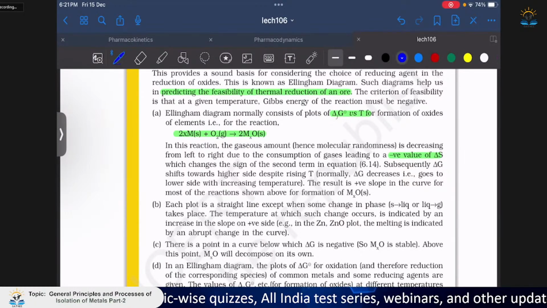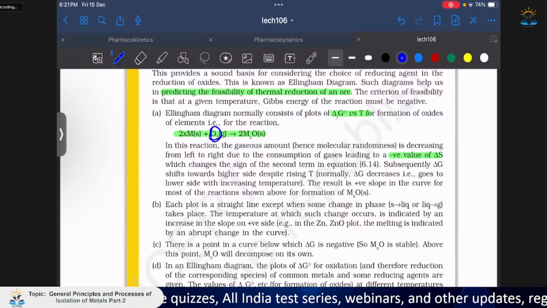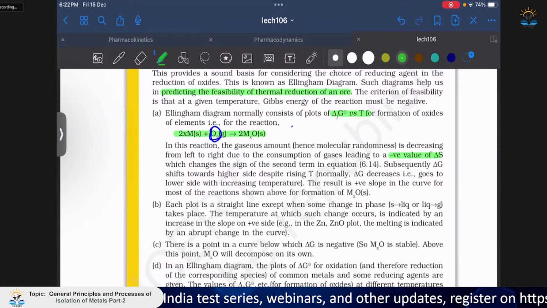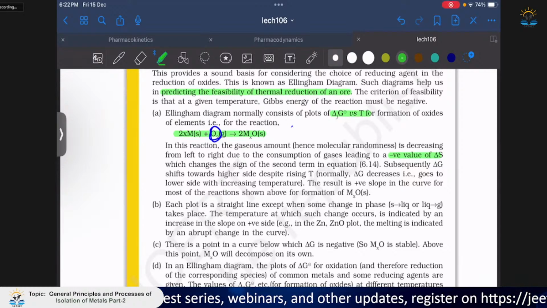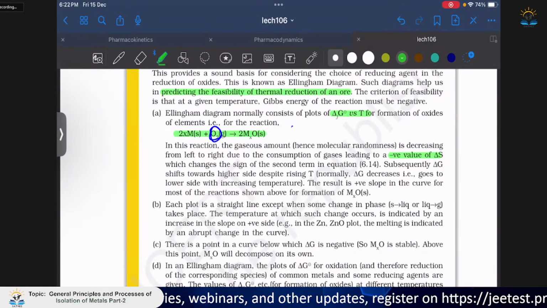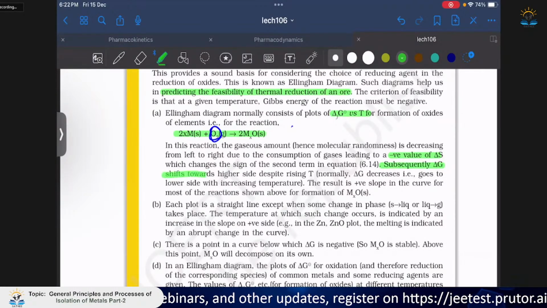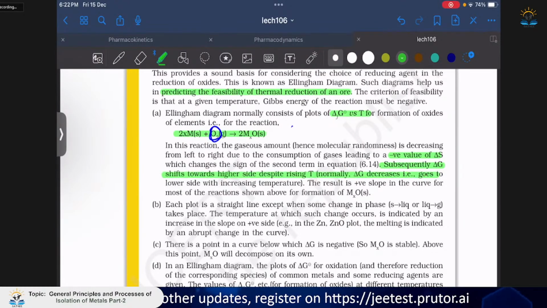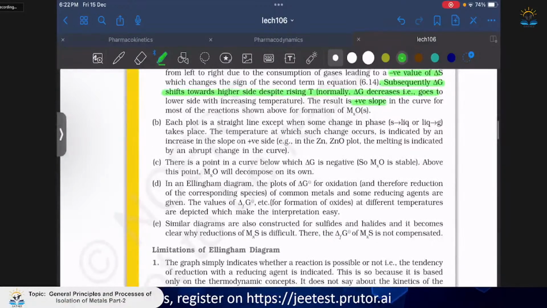Entropy change is negative. Why? Because gas is being consumed. It is being turned into solid, so delta S is negative. Also, enthalpy is really positive. Subsequently, delta G shifts towards a higher side despite rising temperature. The result is a positive slope in the curve for most of the reactions. Each plot is a straight line, except when there is a change in phase, where there is a kink.